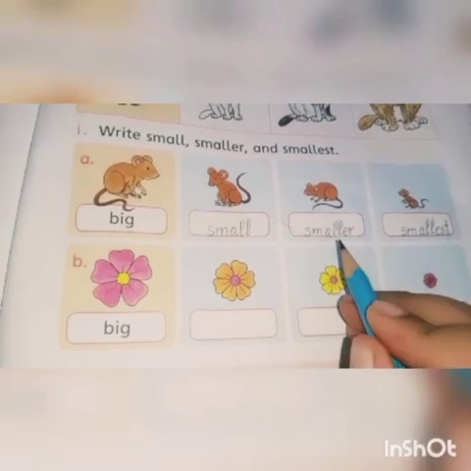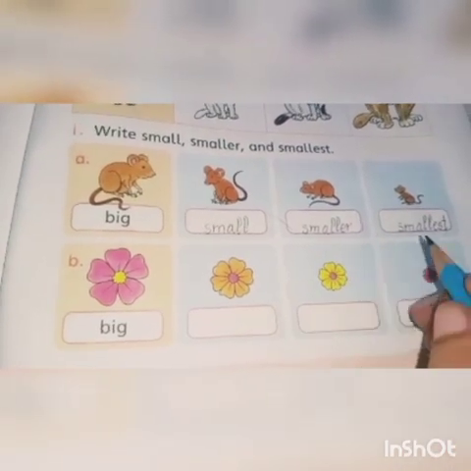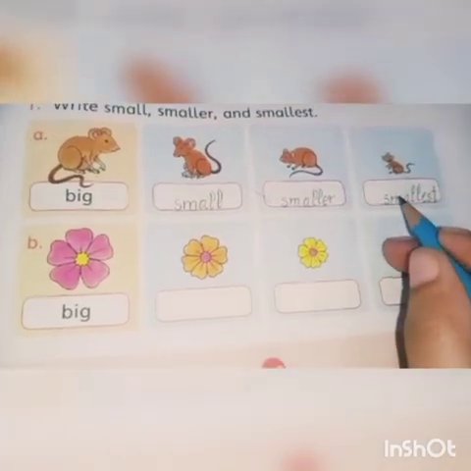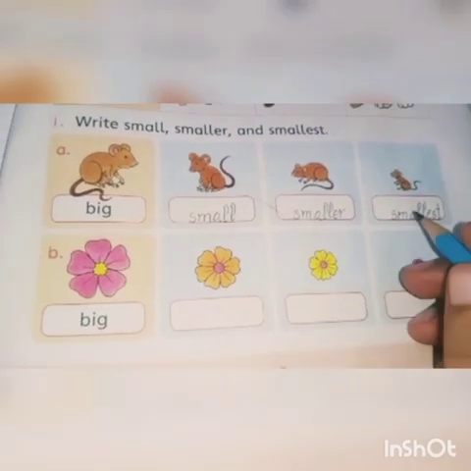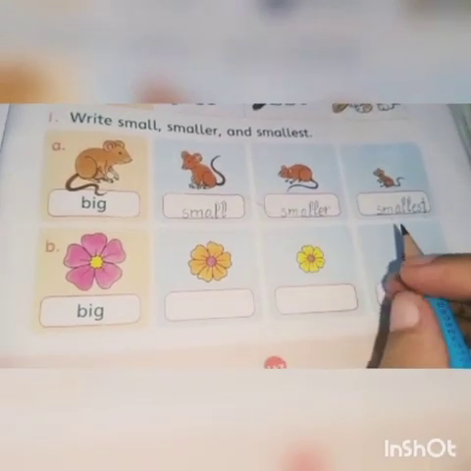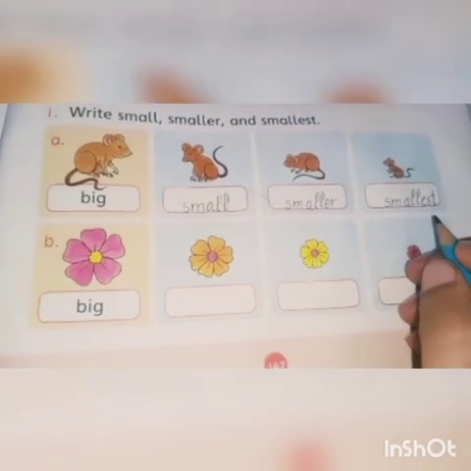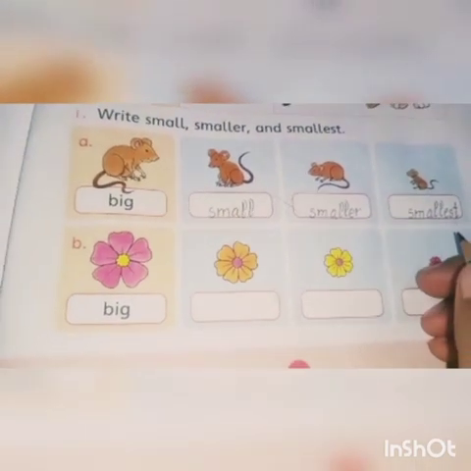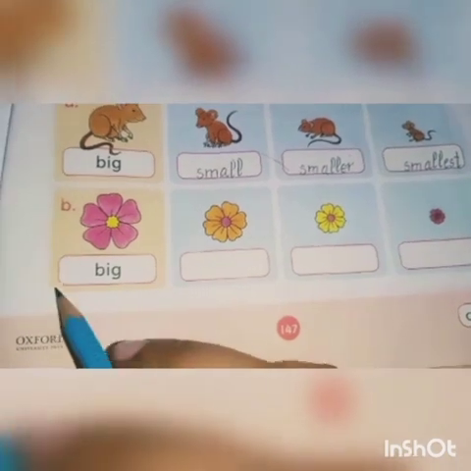So we write smaller over here. Then here we have one more little mouse, and this one is smallest of all these. So we write smallest in the box. Go for the next one. Friends, here we have point B.